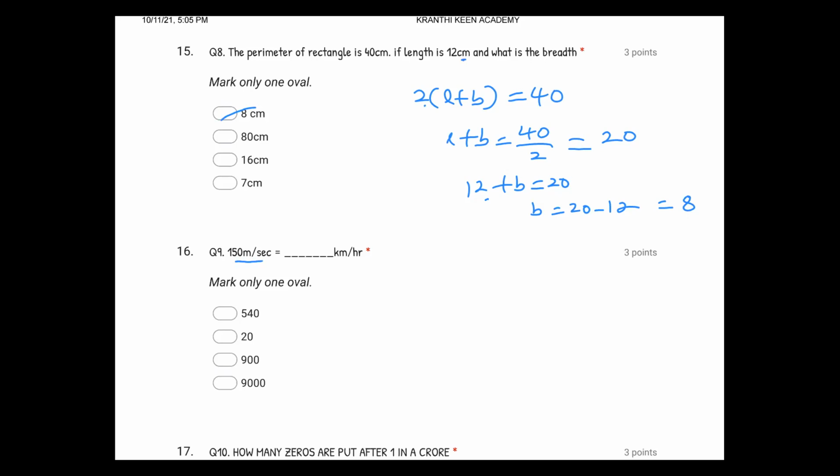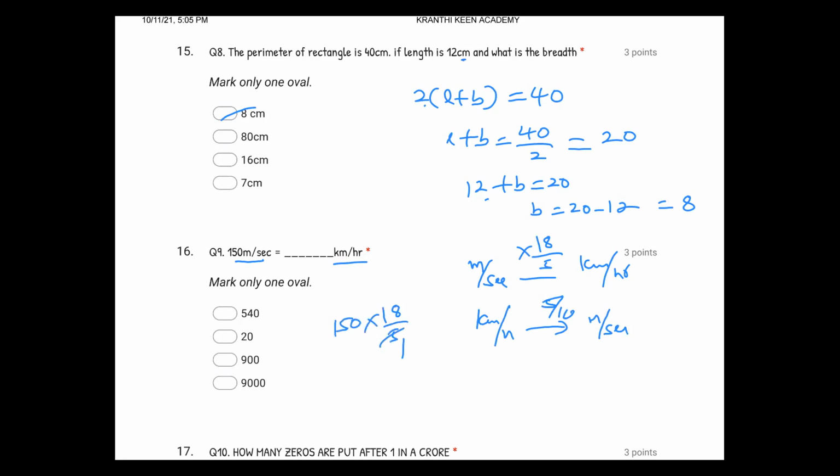Here 150 meters per second will be converted into kilometers per hour. If you are converting meters per second into kilometers per hour, you have to multiply by 18 by 5. And if you want to convert kilometers per hour to meters per second, you have to multiply by 5 by 18. Here meters per second to kilometers per hour means 18 by 5. 5 ones are 30, means 540. The answer is 540.